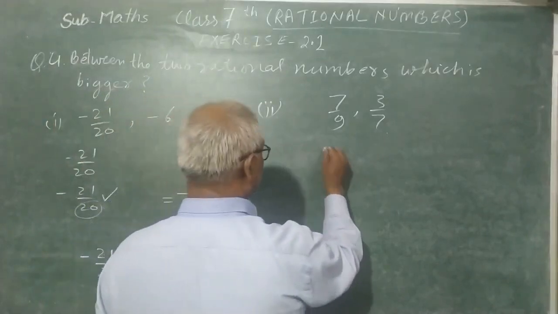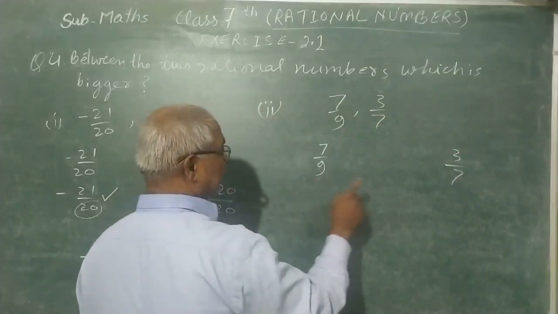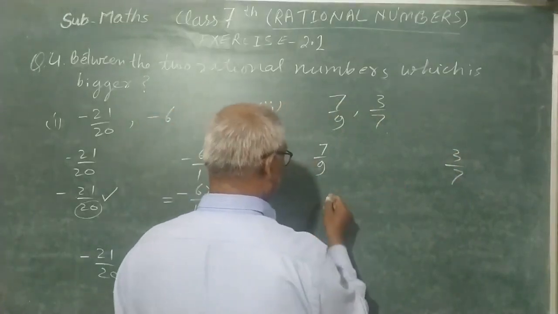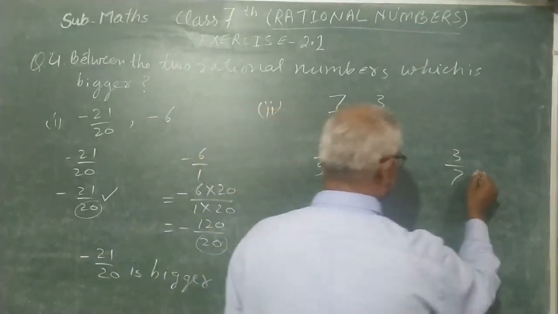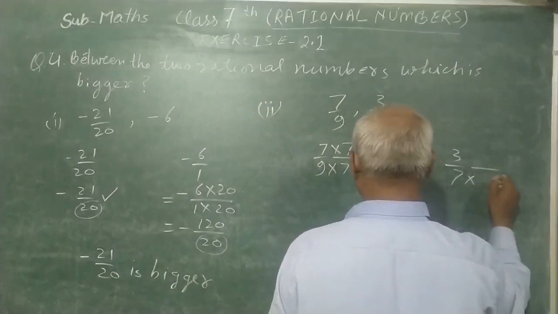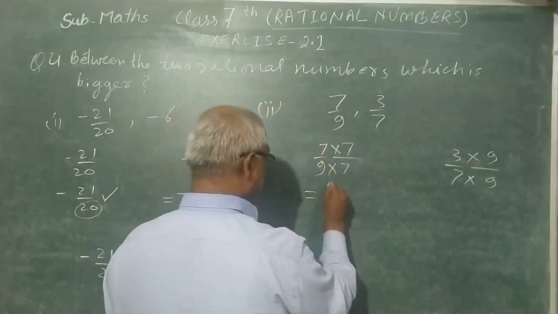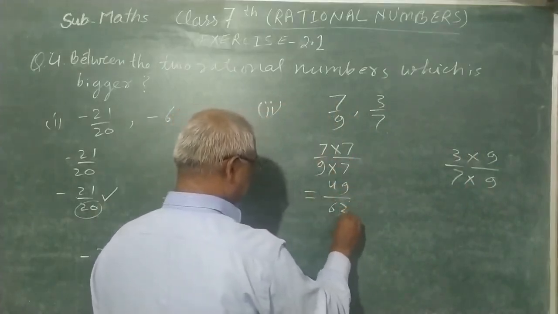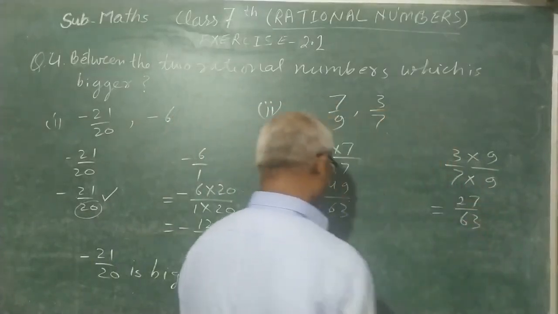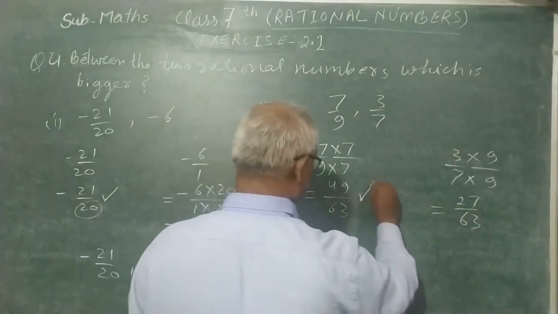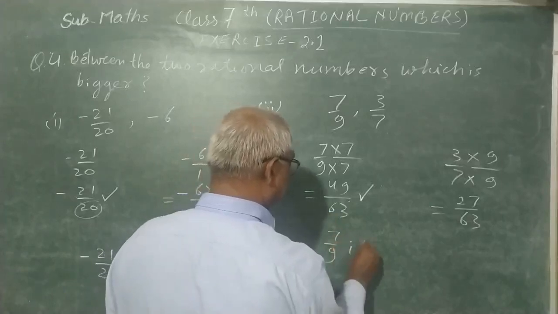Similarly, in this question, 7 upon 9 and here is 3 upon 7. First, we have to make the denominators the same. How can we make them the same? Multiply by 7 into 7 and multiply by 9 into 9. What will happen? 7 sevens are 49 and it is 63, and here is 27 upon 63. Which one is bigger? This one is bigger. It is your bigger number, so you can say 7 upon 9 is bigger.